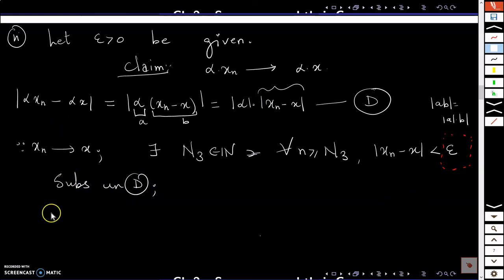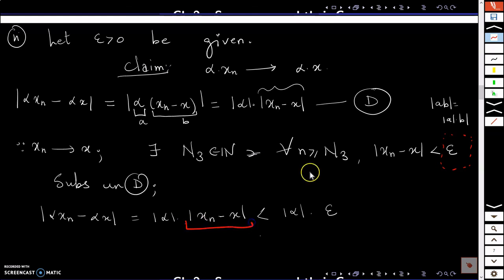Substituting this in d, |alpha xn minus alpha x| was in fact equal to mod alpha times mod xn minus x. And now this term is less than epsilon. So this will be strictly less than mod alpha times epsilon, because this xn minus x is less than epsilon from here. This will work only for numbers n which are greater than or equal to n3. So that condition is there. For all n bigger than or equal to n3, this is going to happen, definitely.